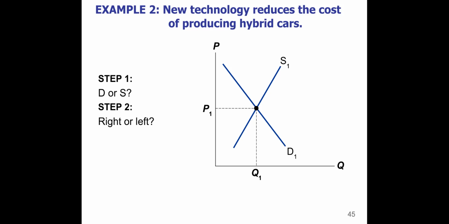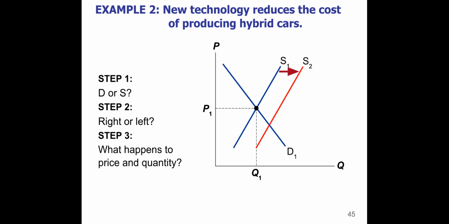Hopefully you guessed right that if the new technology is going to make it cheaper to produce, then the supply would shift to the right, which is an increase in supply. So we're going to shift supply to the right. I'm going to label that supply 2. And now my new price is price 2 and new quantity, quantity 2. The effect in this market from an increase in supply is that the price of hybrids went down and the quantity bought and sold went up.